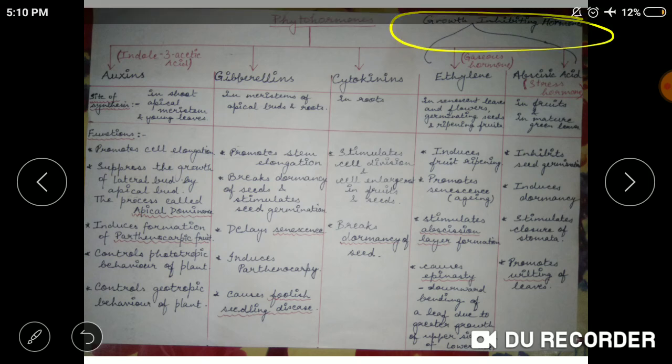Now we move on to the growth inhibiting hormones. There are two growth inhibiting hormones, ethylene and abscisic acid. Ethylene is also known as a gaseous hormone. It is found in the gaseous state. It is found in senescent leaves, flowers, germinating seeds, and ripened fruits.